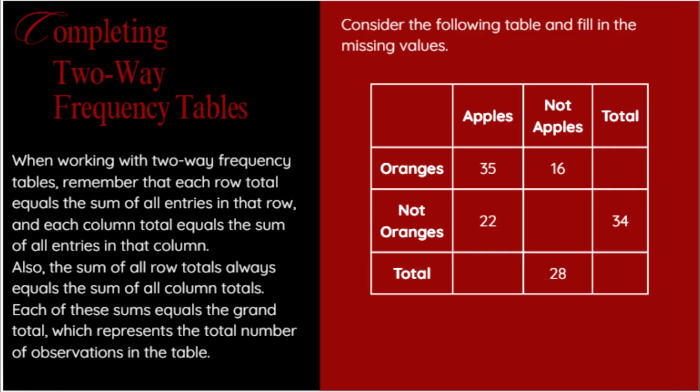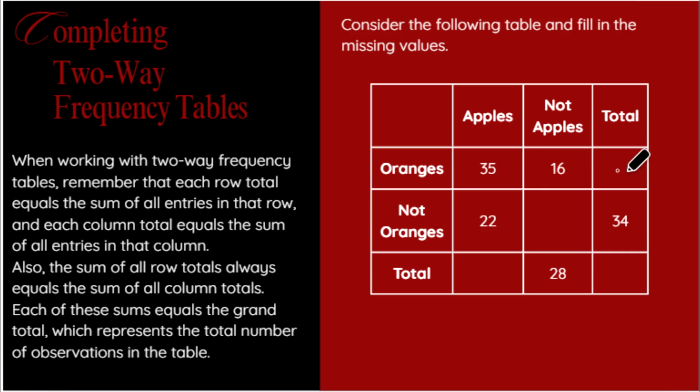Completing two-way frequency tables. When working with two-way frequency tables, remember that each row total equals the sum of all entries in that row, and each column total equals the sum of all entries in that column. Also, the sum of all row totals always equals the sum of all column totals. Each of these sums equals the grand total, which represents the total number of observations in the table. Consider the following table and fill in the missing values.